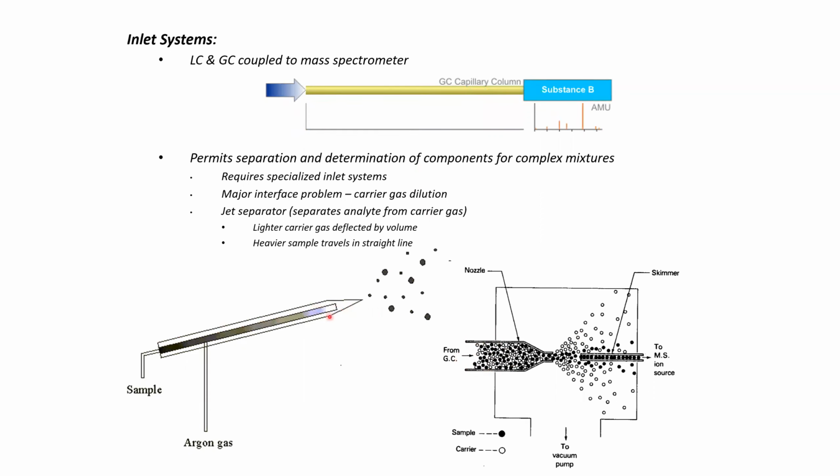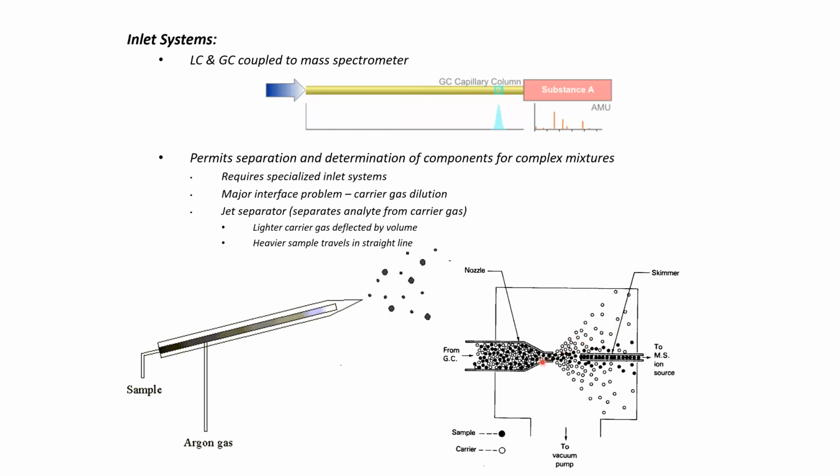So we have the sample coming out of the gas chromatography, where it's been mixed with some sort of carrier gas, oftentimes helium. That helium is very light, much lighter usually than our sample. So the sample will pass through this and will mostly travel in a straight line. Now, there will be some mass losses into the inlet for the mass spectrometry ion source. But the advantage here is that even though we lose some of the sample, we lose almost all of the carrier gas because of its lightness. It is deflected by the volume.